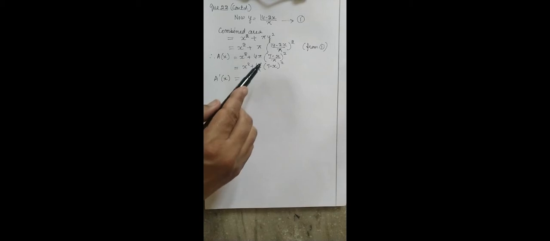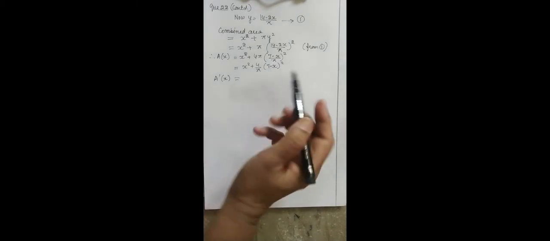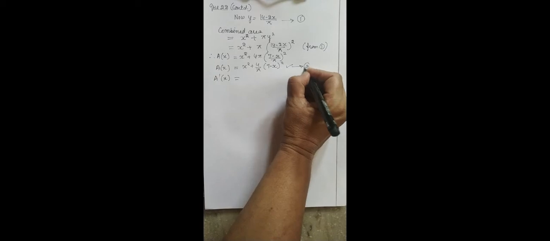After simplifying this combined area function, I have taken 2 common from here. So 2 common means 2 squared will be common, so it is 4 pi. Now again here it will be pi squared. So pi upon pi squared will be 1 upon pi, giving 4 upon pi. So my final area function is x squared plus 4 upon pi times (7 minus x) whole squared. I mark this as result number 2.